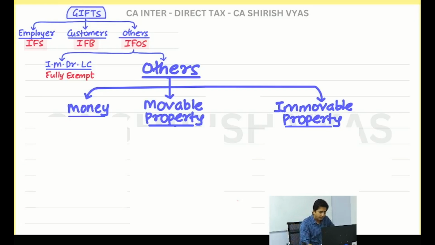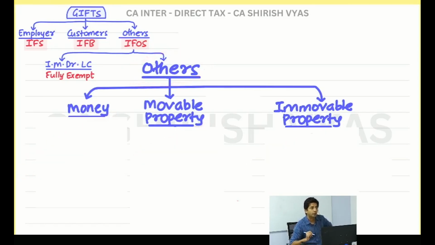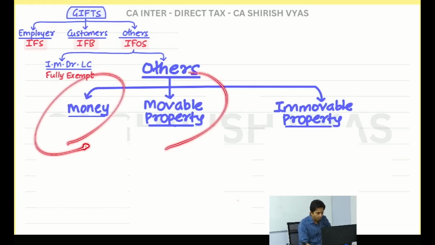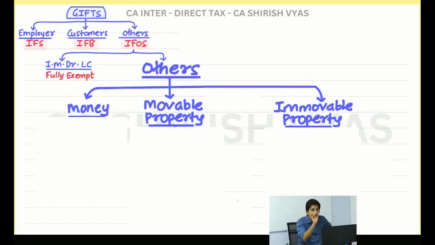Look at this. Other gifts: if it is in the form of money, what to do? If it is in the form of movable property, what to do? If it is in the form of immovable property, what to do? See, a gift can take different forms. Sometimes you get literal cash as the gift, sometimes you get a gift in the form of gold, sometimes in the form of house property. In short, a gift can take the form of money, movable property, immovable property. Depending upon the form of the gift, the rule will change. For a money gift, the rule is simple: up to 50,000 you get exempt.